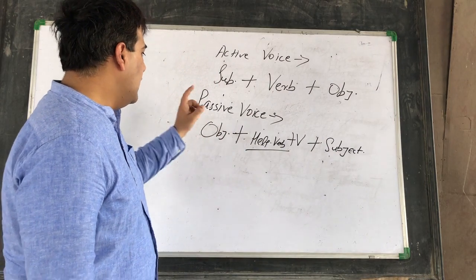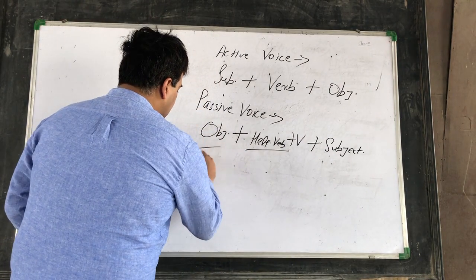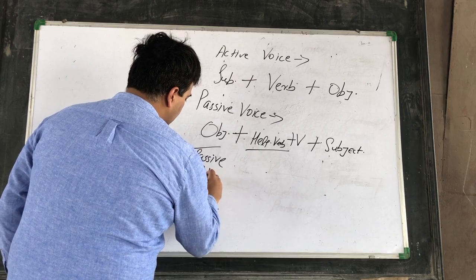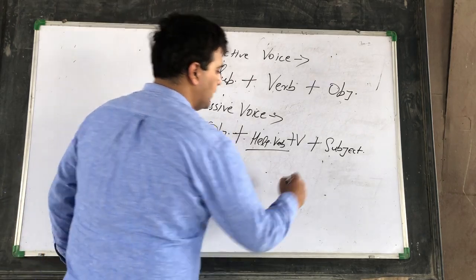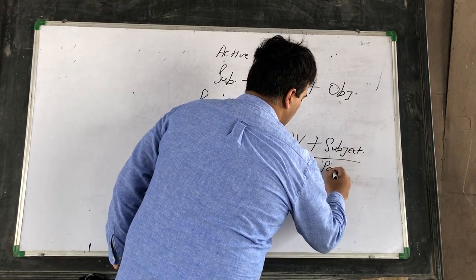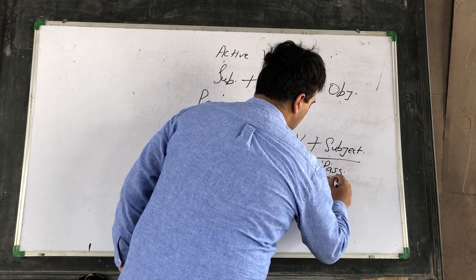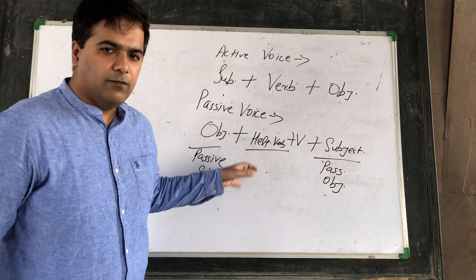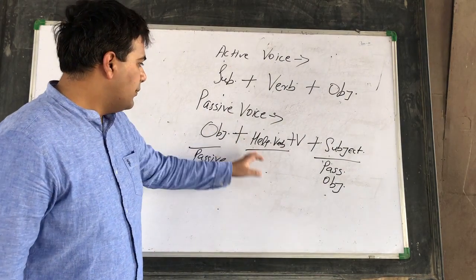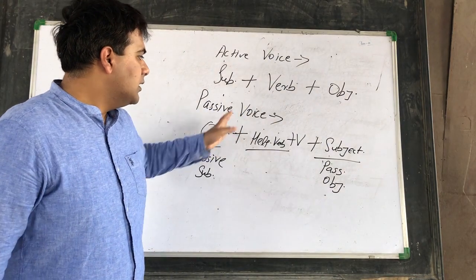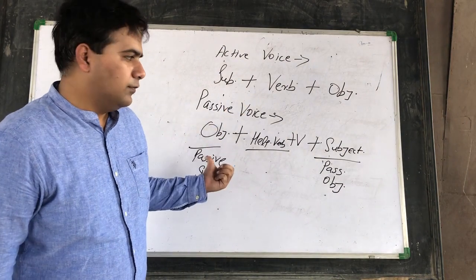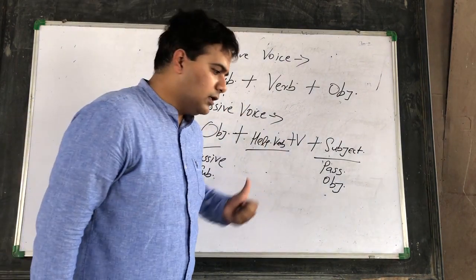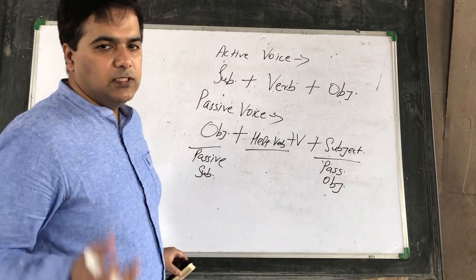Fine. So it becomes the passive subject and this becomes the passive object. Fine. So I hope everyone understands what happens when we convert this sentence into passive voice. So this structure is being followed. Fine. Now let us see some of the rules and some of the steps that we have to follow.